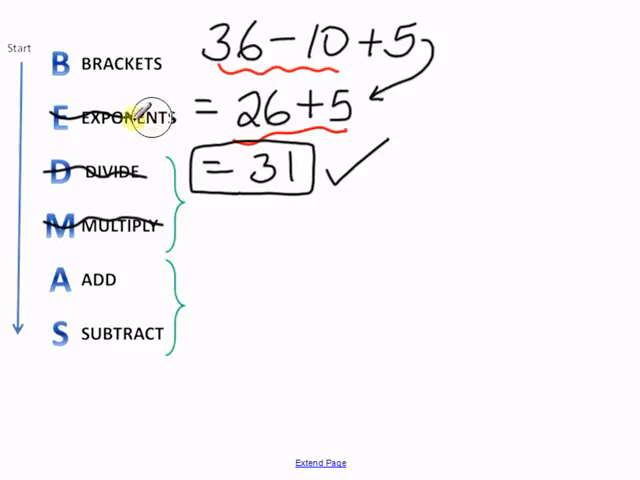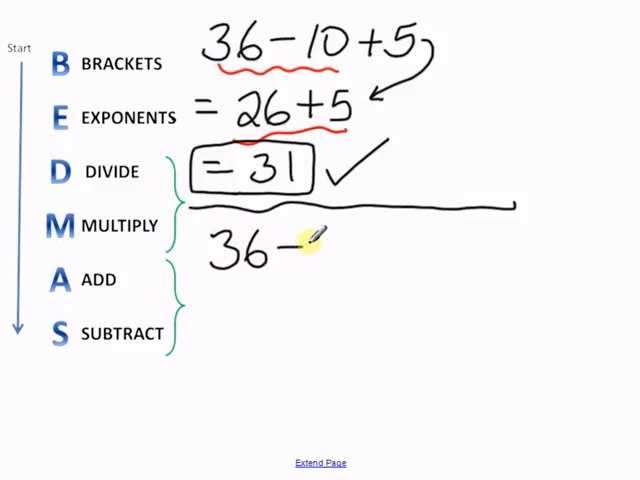Neat thing happens though if we do one little thing to change that problem. Let's think about the same thing for a minute here. 36 take away 10 plus 5. What if I slip some brackets right in there? This changes everything because when we think of BEDMAS, the order of operations, B for brackets, now there are brackets. Now there are a pair of brackets right here. So I can't do anything until I've looked after the brackets.